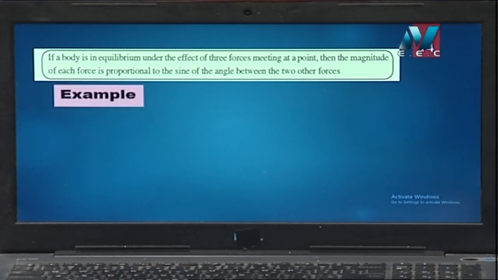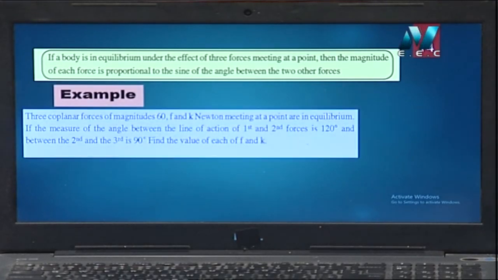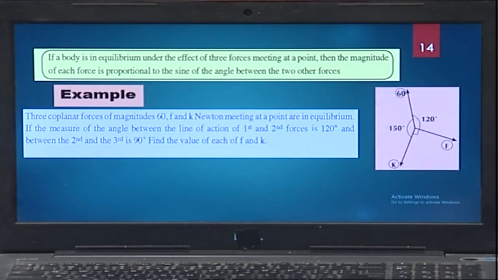We have an example here. Three coplanar forces of magnitude 60, F and K Newton meeting at a point are in equilibrium. If the measure of the angle between the lines of action of the first and second forces is 120 degrees, and between the second and third 90 degrees, find the value of each of F and K.